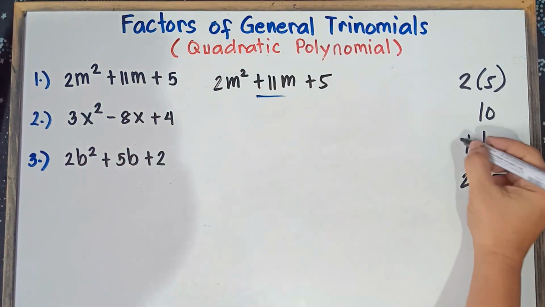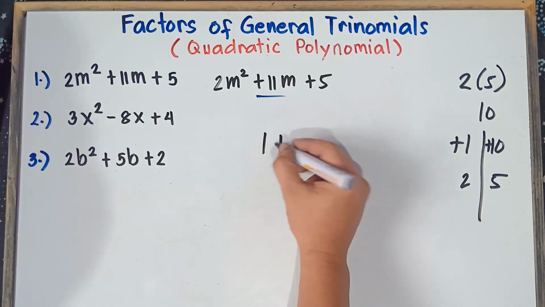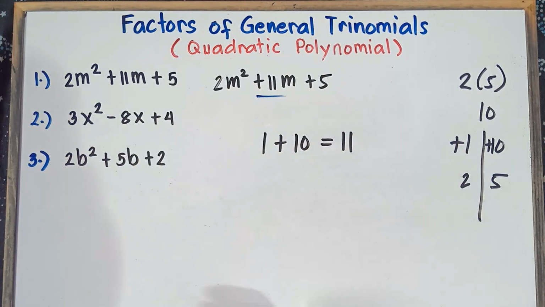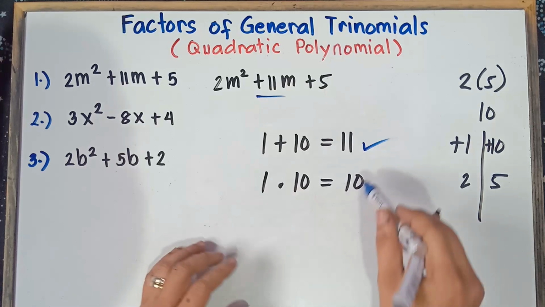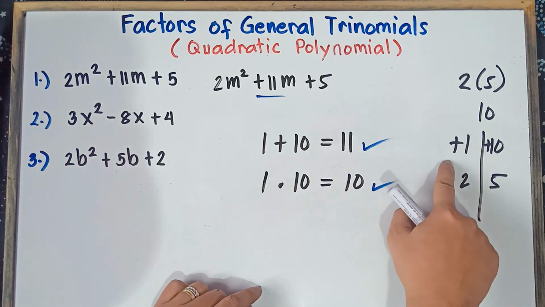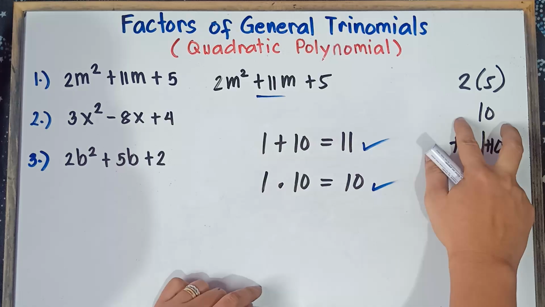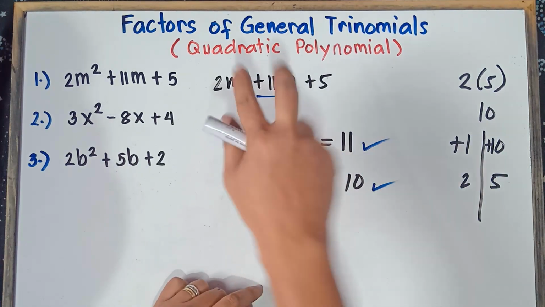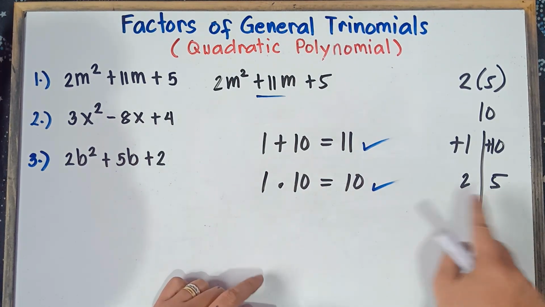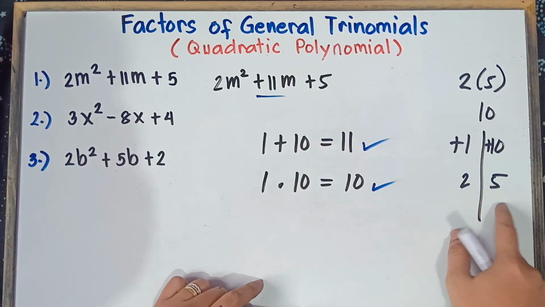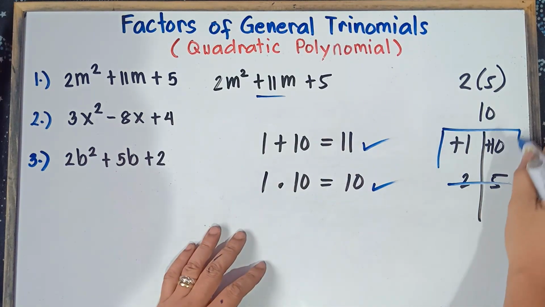That's correct. It should be positive 1 and positive 10. Why is that, sir? Because if you combine 1 plus 10, that is equal to 11, and if you multiply 1 times 10, that is equal to 10. We cannot select 2 and 5. If we multiply 2 and 5, that's 10, but if we combine 2 plus 5, that's only 7. So we cannot select them. It should be positive 1 and positive 10.